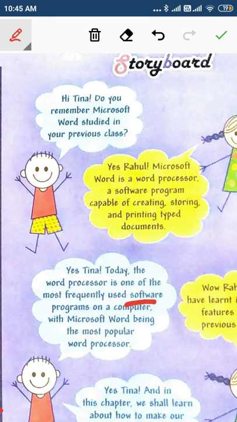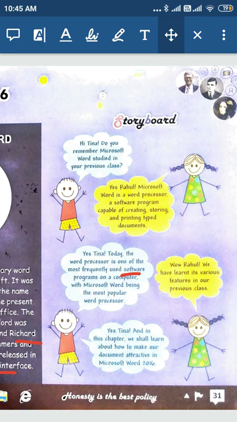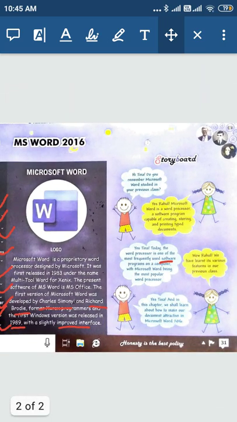Now what she said, wow Rahul, we have learned its various features in our previous class. She said, yes, we have learned various features in our previous class. She remembers everything she had studied in her previous class. What he said, yes Tina, and in this chapter we shall learn how to make our document attractive in MS Word. In this we will study how the document will look more attractive and more beautiful, and what are the different features that we can use in documenting in MS Word 2016.